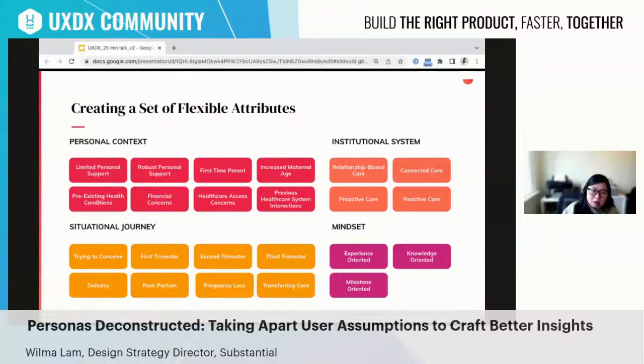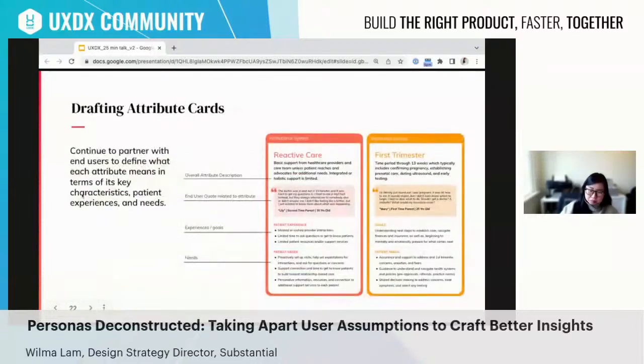And then lastly, we also captured major mindsets that stood out to us during the course of this research, a range of what pregnant people report as the mindsets that they use as they approach their experience. So are they more experience oriented? Are they more knowledge oriented? Or are they really milestone oriented, trying to get to that next milestone in the journey? And so we start with all of these as flexible attributes.